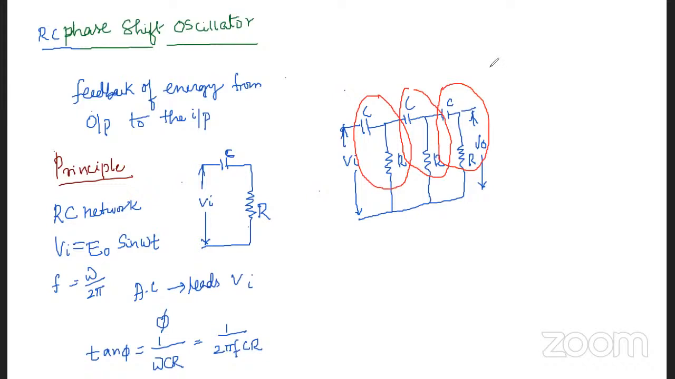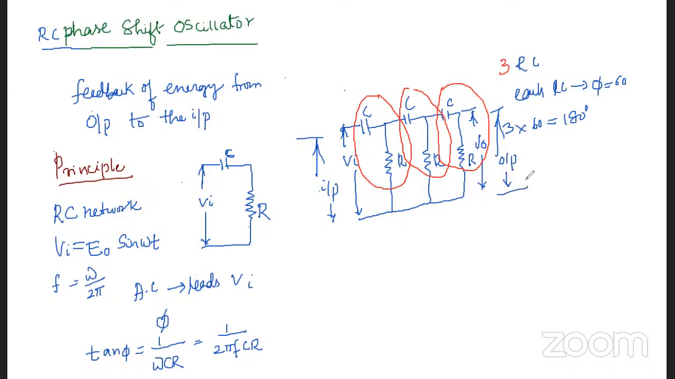Consequently, as we are using three RC combinations, each RC combination gives a phase shift of phi of 60 degrees. Therefore 3 into 60 degrees gives 180 degrees of phase shift produced between this input and this output. So if you take the output voltage as VO, this output voltage leads the input voltage by 180 degrees of phase shift. So V output leads the input voltage Vi by 180 degrees.